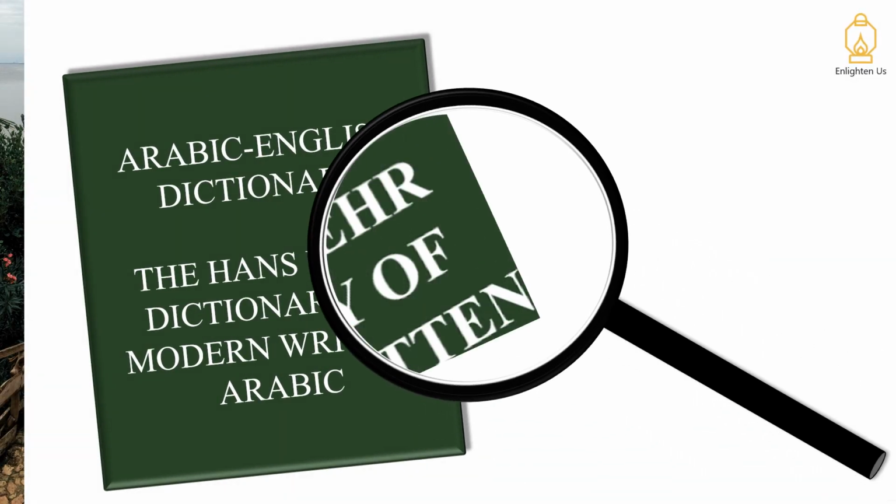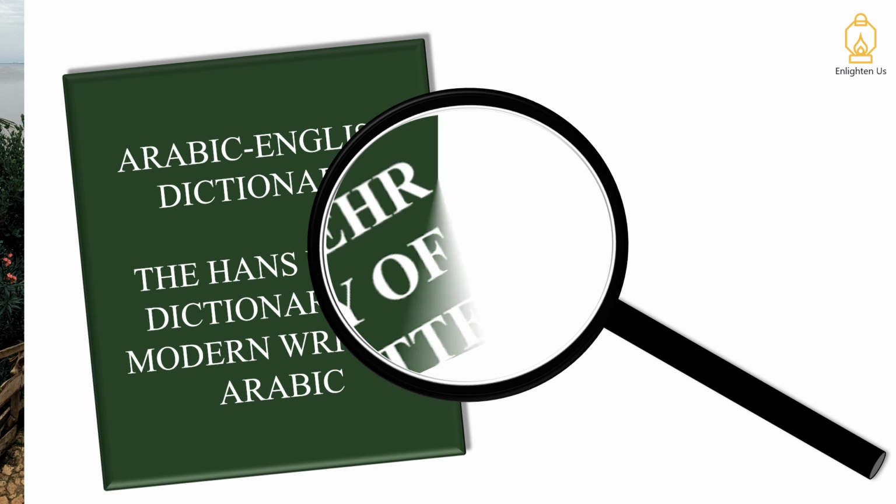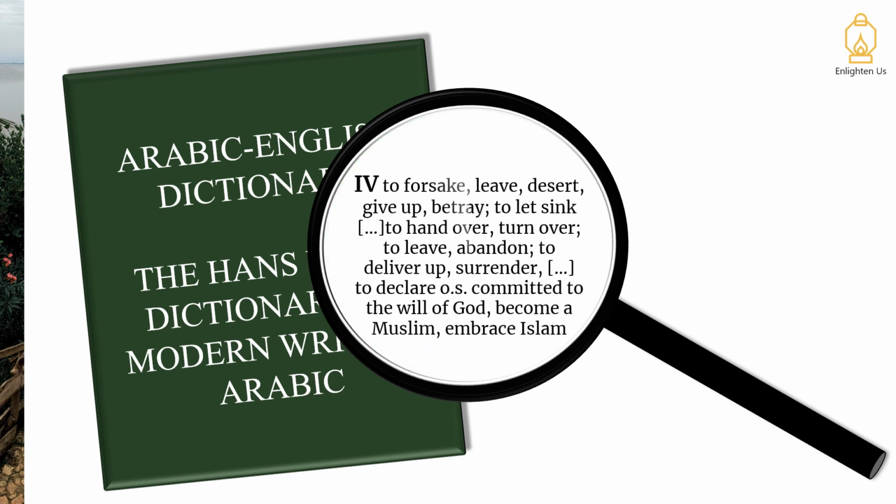Before we do that, let's return to the Hans Wehr Dictionary and look at the definition for this particular verb form rather than for each individual word. So for verb form 4, we have the meaning being to forsake, leave, desert, give up, betray, to let something sink in, to hand over or turn over, to leave, abandon, to deliver up, surrender, to declare, but also quite often to commit to the will of God, to become a Muslim, to embrace Islam. Now let's get on with expanding.